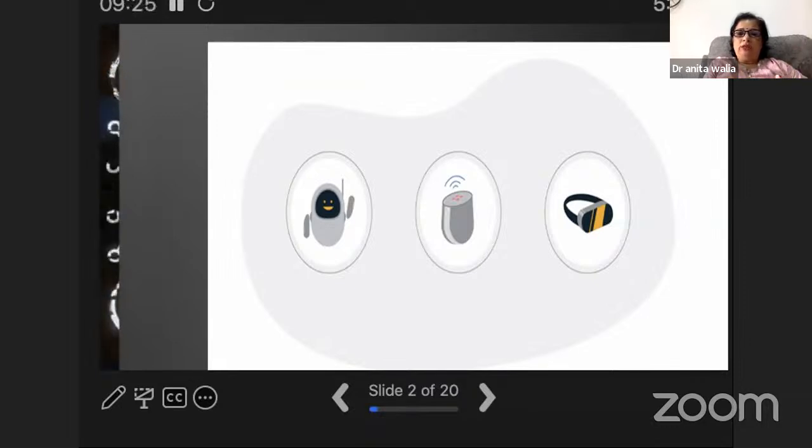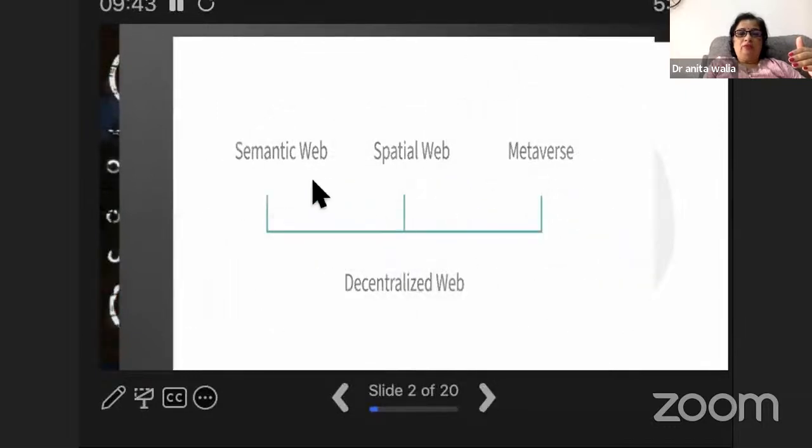So all these ideas are setting the premises of a decentralized web, where the data is distributed among users and is available everywhere. Okay. So, as I said, from the semantic web which Tim Berners-Lee described, then spatial, and now the metaverse.